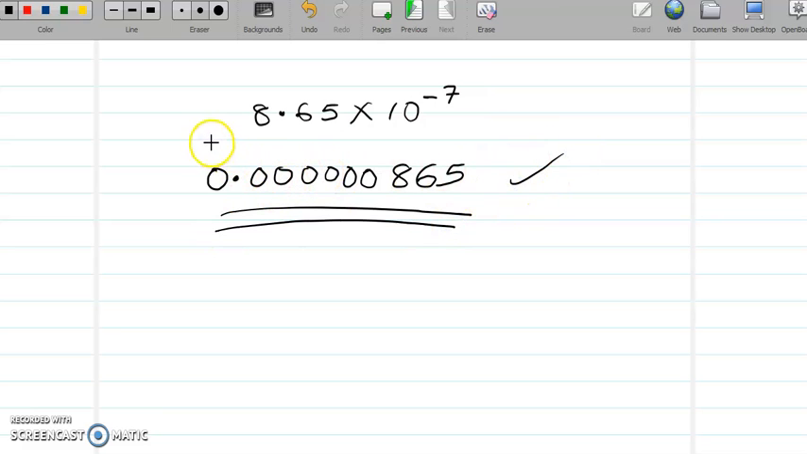So that's how we convert standard form to ordinary form and ordinary form to standard form. That is the end of today's topic.